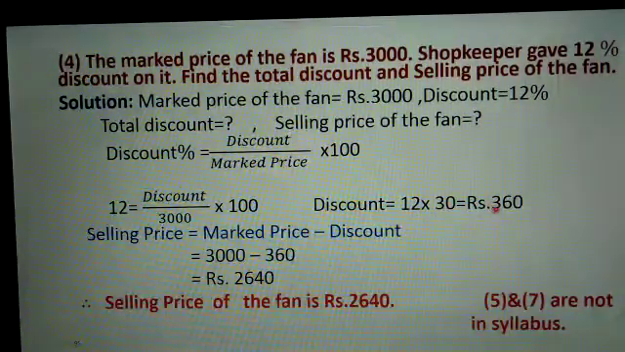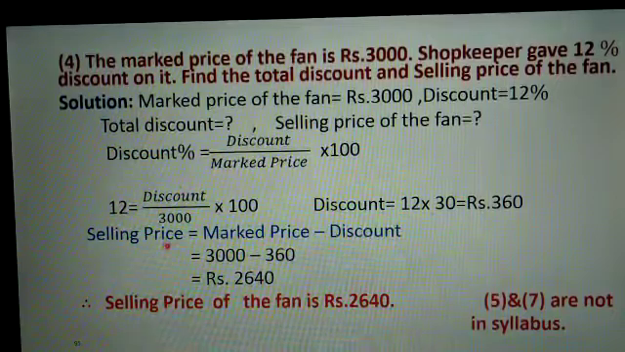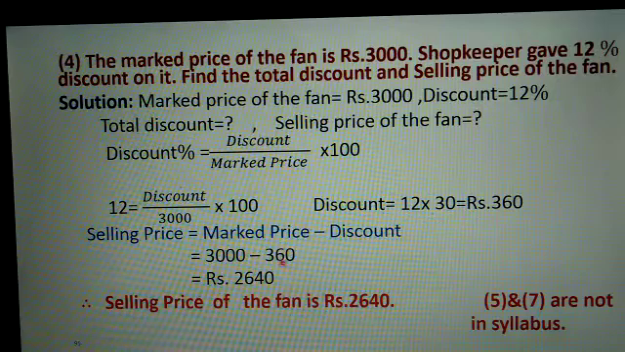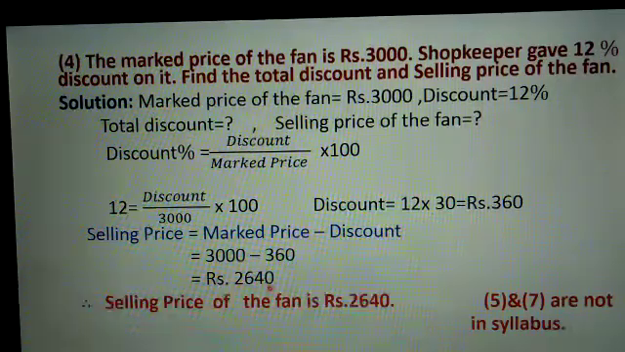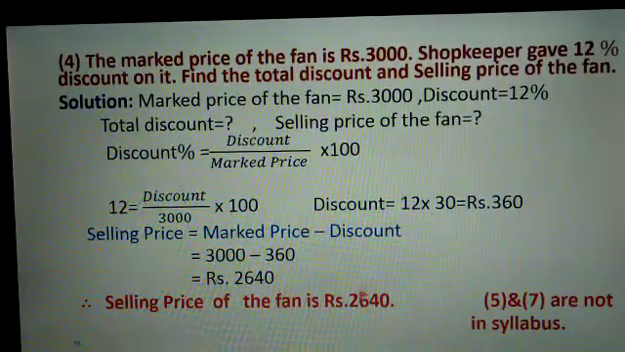This is your discount. Now we have discount also, we have mark price also, so we can calculate selling price. Selling price is equal to mark price minus discount. So 3000 minus 360, that is rupees 2640. So in this way we have calculated now the selling price. So what is the selling price of the fan now? 2640. Now children, up till here we have finished 4 sums of practice set 9.1. So have you understood?